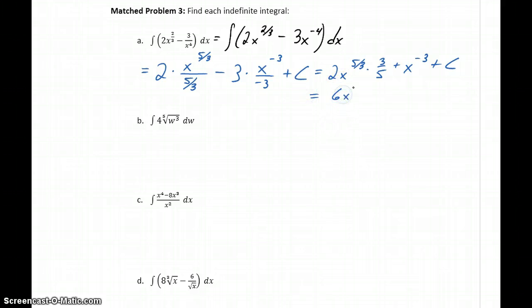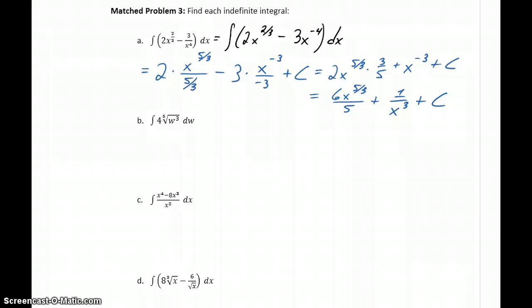or 6x to the 5/3 over 5 plus 1 over x cubed plus c. So writing this as x to the negative 3 or 1 over x cubed are exactly equivalent statements. For an exam, I'm fine with either, but the MLP homework tends to be picky about having things written without negative exponents.